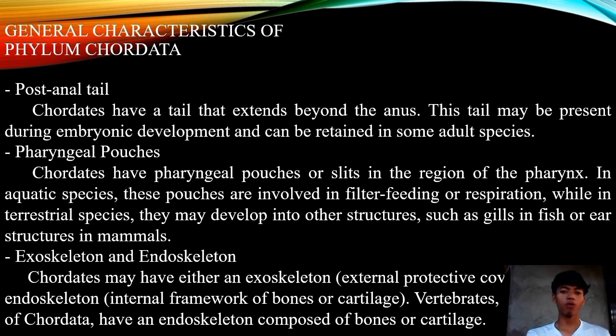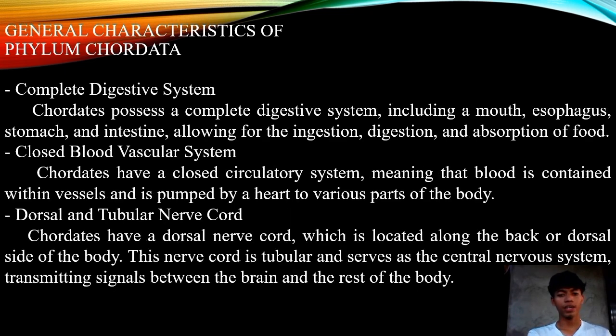So while some chordates, like certain invertebrates, have an exoskeleton, meaning external skeleton, most chordates possess an endoskeleton. The endoskeleton provides support, protection, and anchorage for muscles. So, next characteristic, we have complete digestive system.